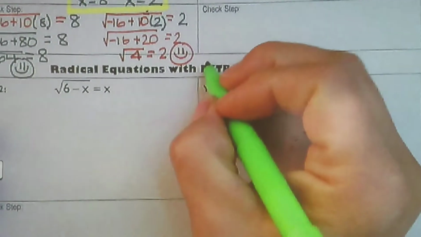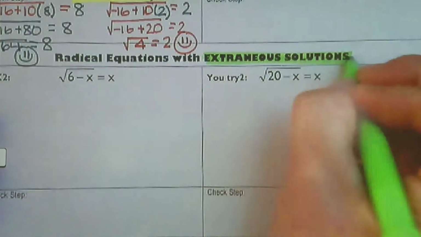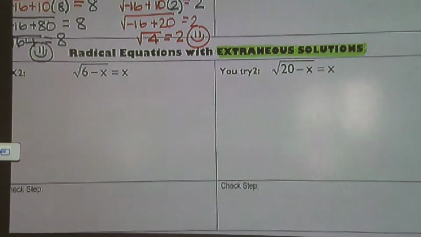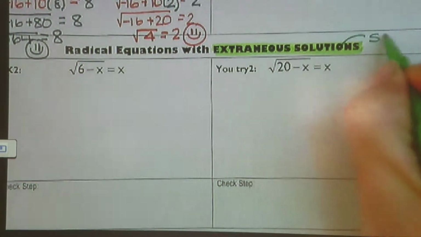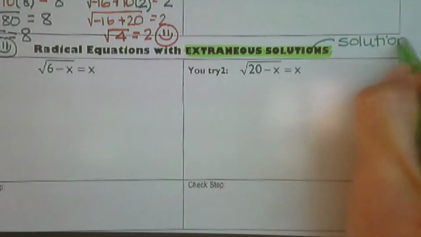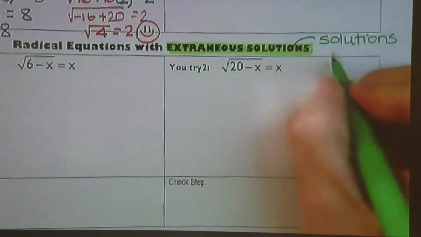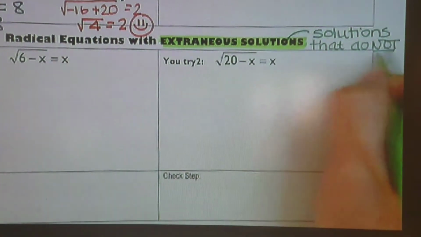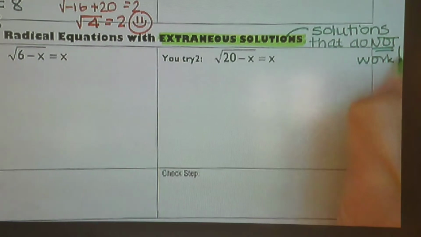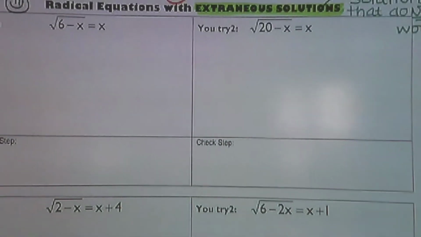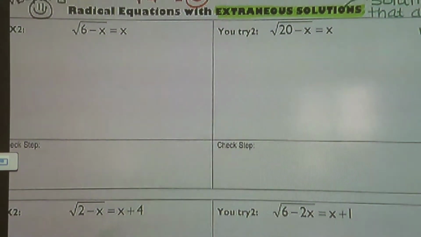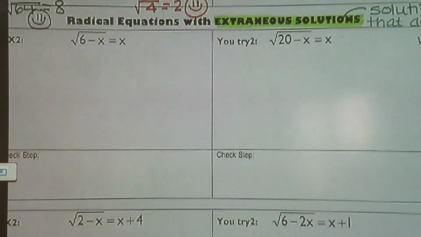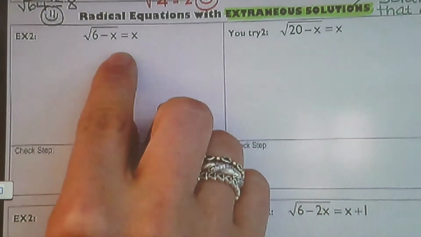With extraneous solutions. Okay? Extraneous solutions are solutions that do not work. So when you check it, they don't work in the check set. Okay, and we saw that a little bit in the graphing at the beginning of the unit, when we would graph and the line didn't cross through the graph of the square root. So let's look at example 2.